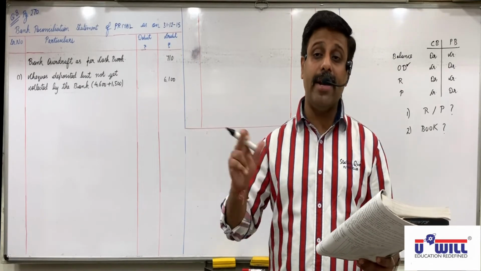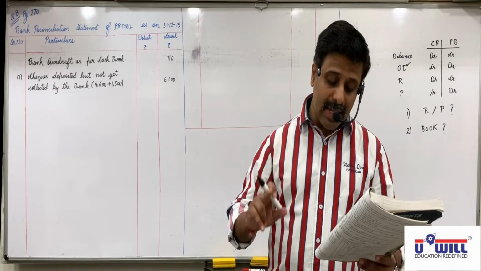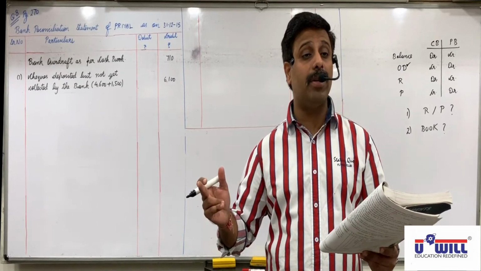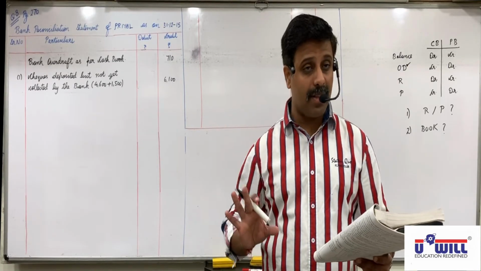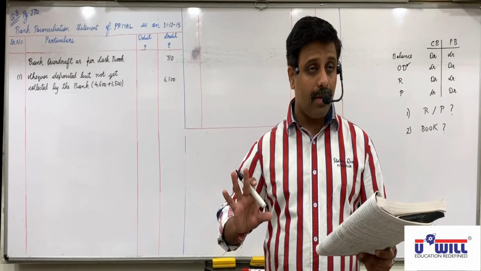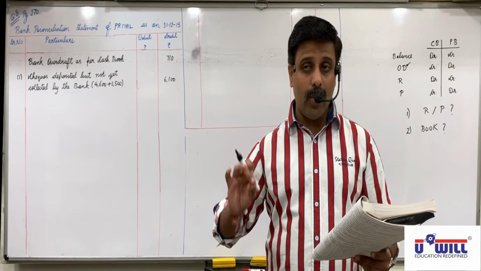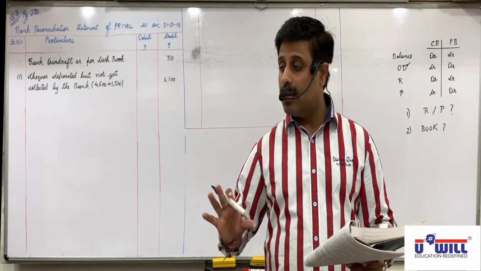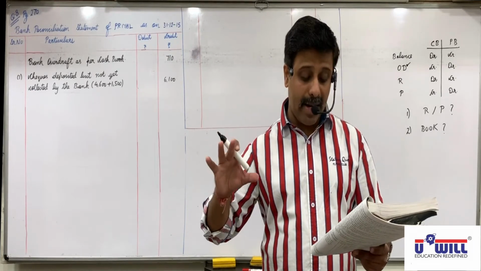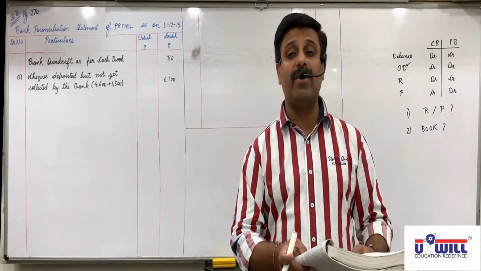7100. When is it credited in cash book? December. When is it debited in passbook? December. Not a reason of difference. Okay. Last 1300. When is it credited in cash book? December. But when is it debited in passbook? January. This is a reason of difference.